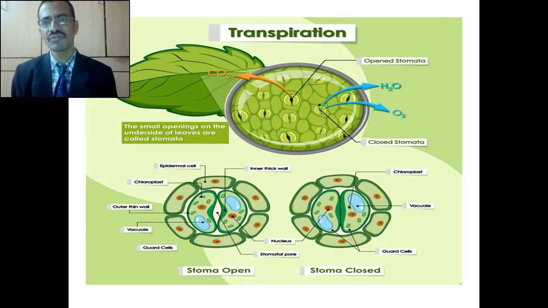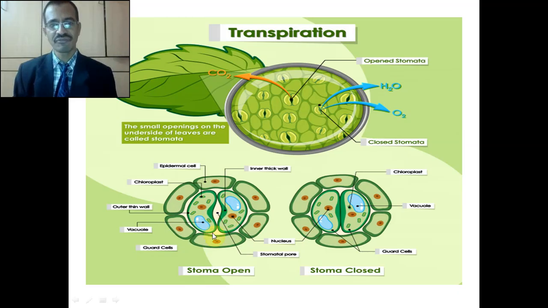And one more function is transpiration. That means the excess water is released into the atmosphere in the form of water vapor through the stomata. So these are the two functions of the stomata. First one is exchange of gases. Second one is transpiration. That is evaporation of the water through the stomata into the outer atmosphere.